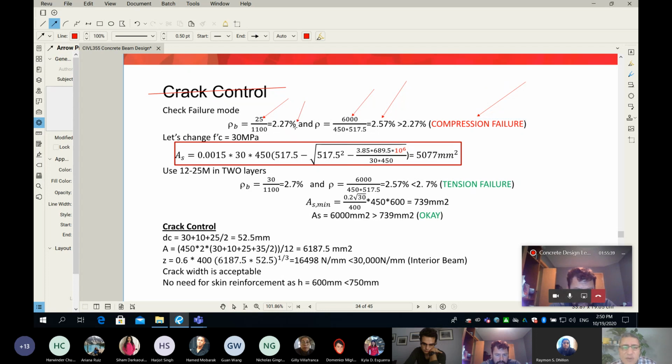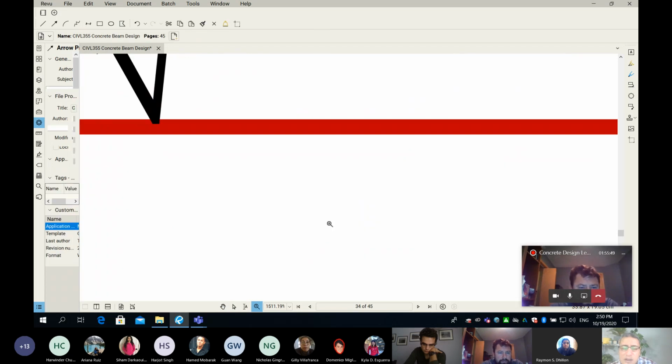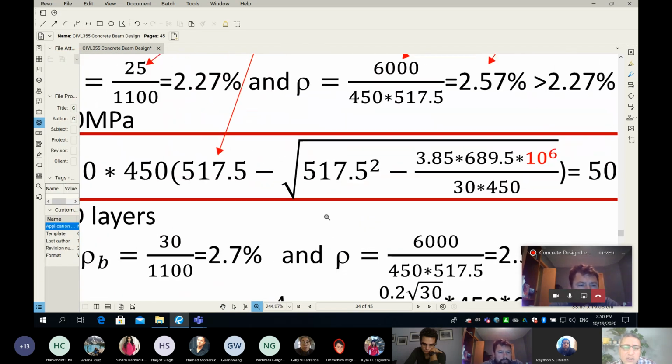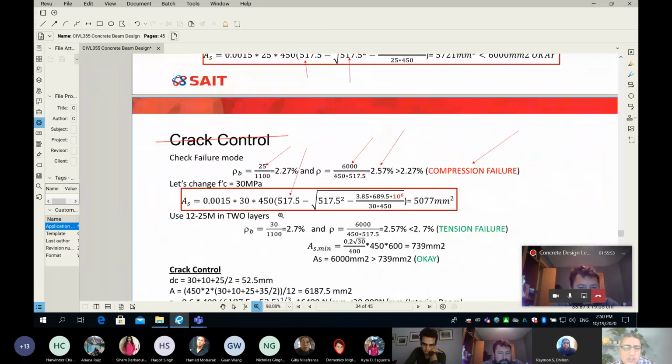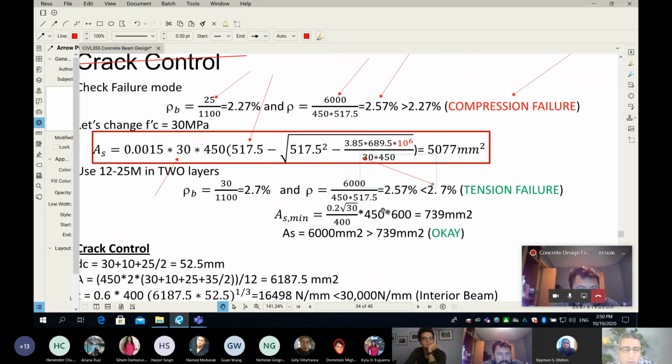So the D actual is the same. You can see same D prime, which means I'm still using my 1225M. No change. The only change is, I simply use 30 MPa, which is here. So here is your 30, and here is your 30 one more time. So I got 5,077 millimeter square of rebar, and then I did my check very quickly one more time.